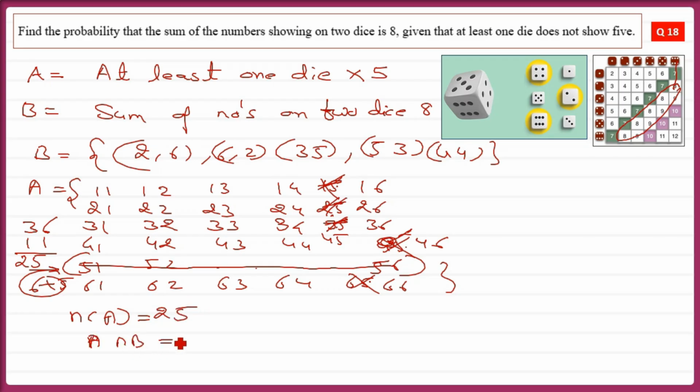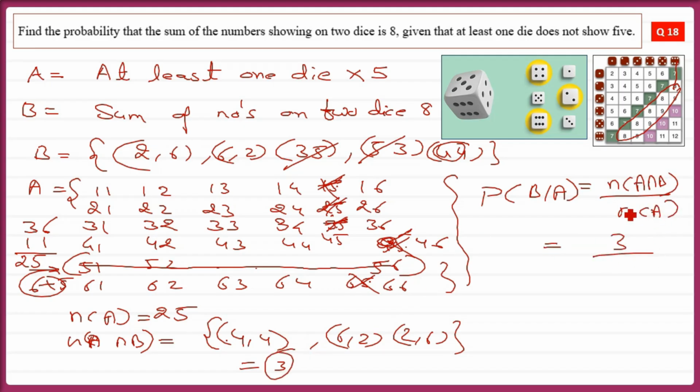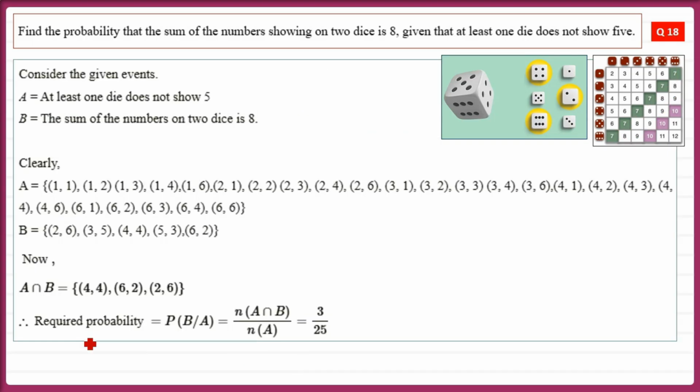Now A intersection B. All those entries with 5 in B cannot come, because A does not contain 5. So 5, 3 and 3, 5 cannot come. All others can come, because A is actually the whole sample space except values where 5 appears. So 4, 4, 6, 2, 2, 6, all these are the values common in A and B together. So the number of elements in A intersection B is 3. So P(B given A) is the number of elements in A intersection B divided by the number of elements in A. A intersection B is 3 and n(A) is 25. So 3 by 25.